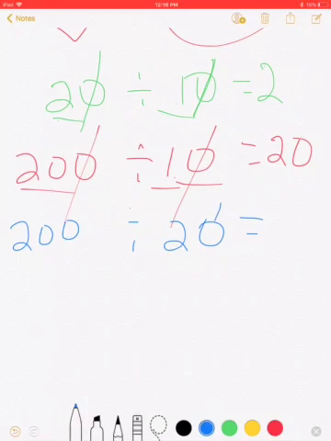So I would count how many zeros are in this base 10 number, 1. So that means I can eliminate one zero over here. And then we just do our operation. 20 divided by 2 equals 10.